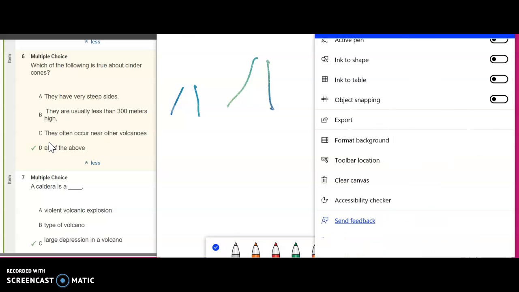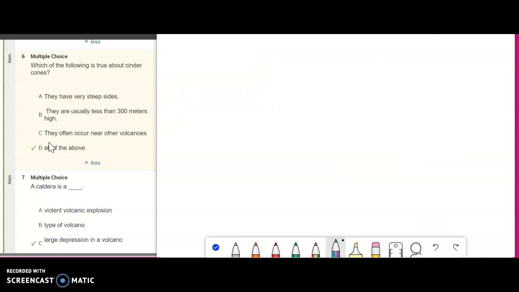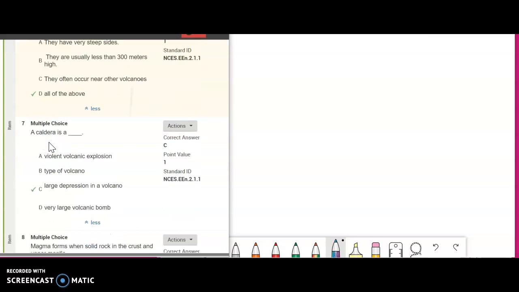If you see all the above, most of the time it's going to be correct. Not always, but most of the time it's going to be correct. And if you see more than one answer choice that could be right, and you have all the above, you know it's pretty much guaranteed that it would be all the above in that situation.